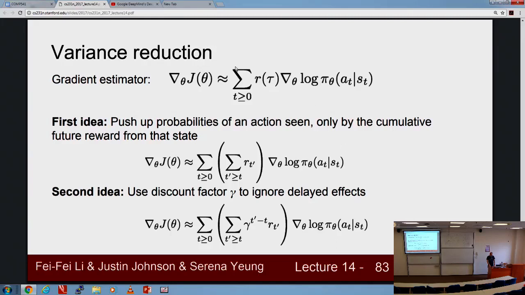So the original formula says, I can't do credit assignment, so I'm going to use the reward for the whole trajectory as a guide for how to increase or decrease the probabilities of the actions that I've done. And these other ideas basically try to make it more specific to this action by taking the rewards following the action, or the discounted rewards following the action.